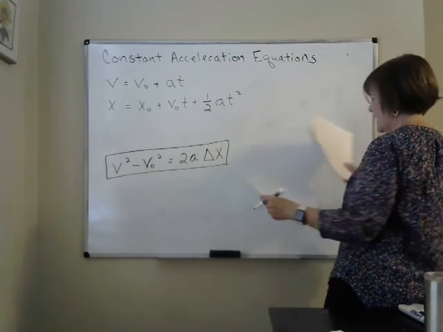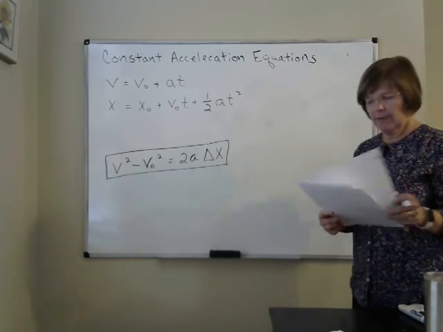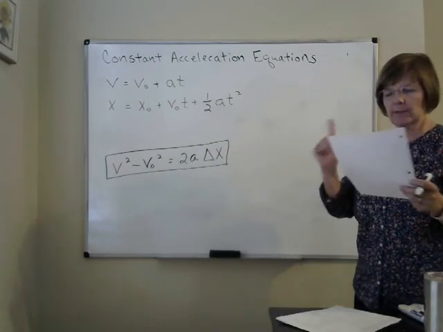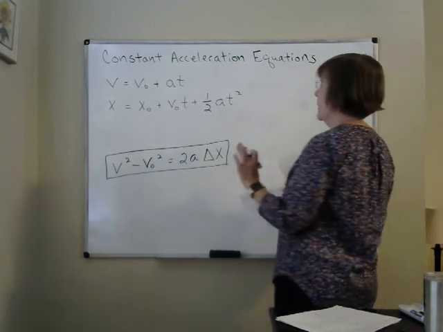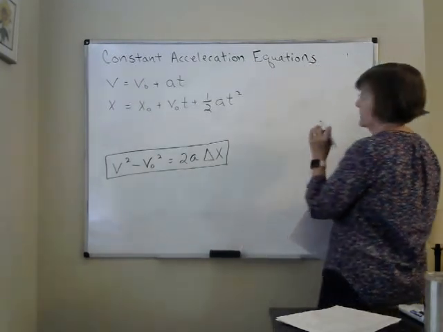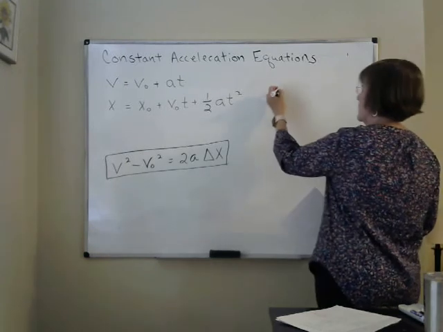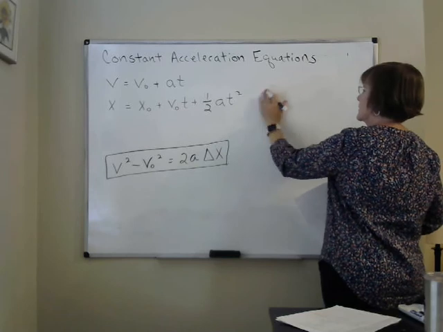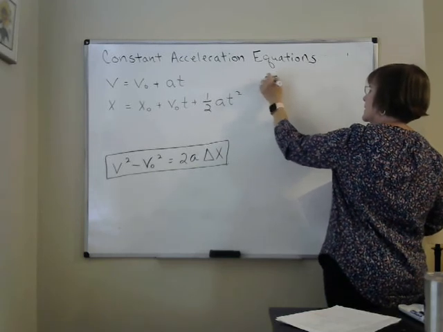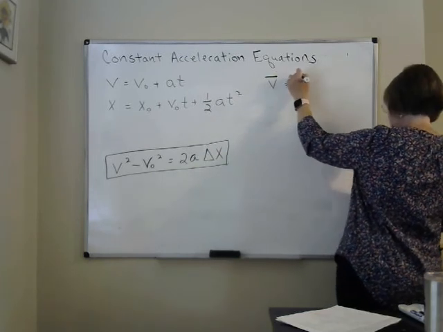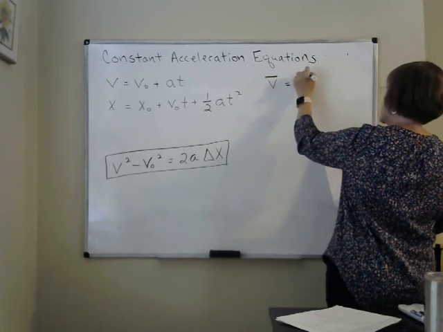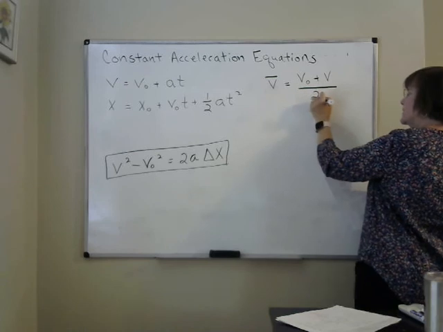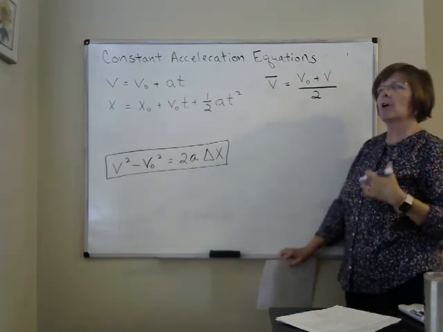There are sometimes some others given, but I feel like those are probably what I was looking for. For constant acceleration, only for constant acceleration, your average velocity is just v0 plus v divided by 2. Now think about that. This is almost common sense.